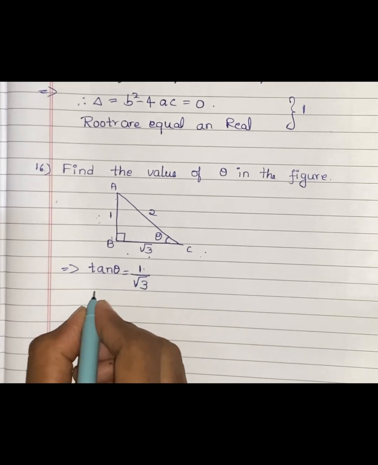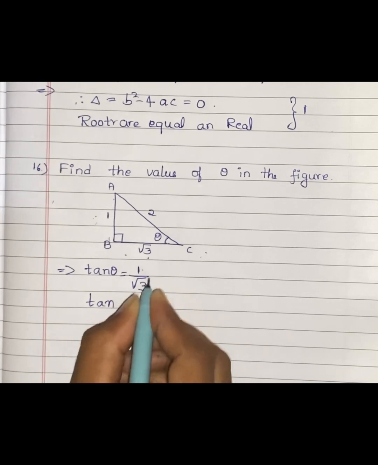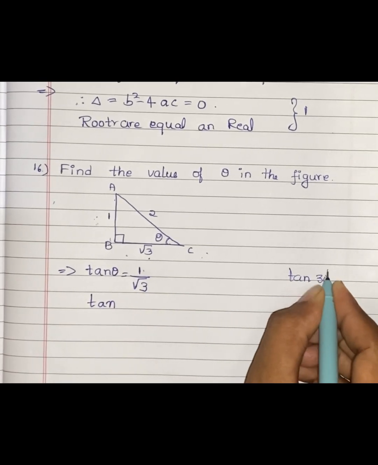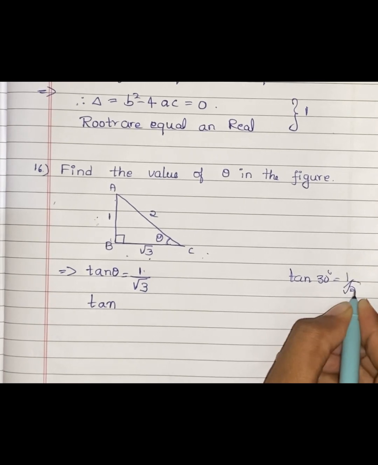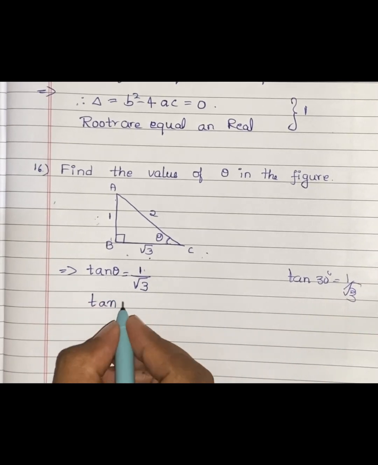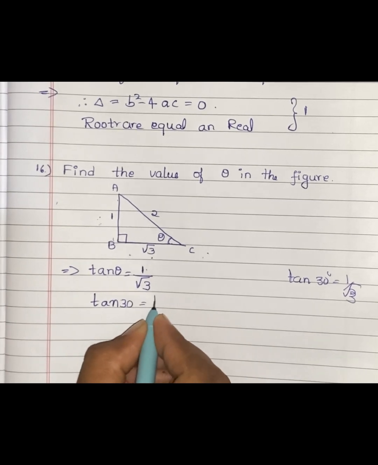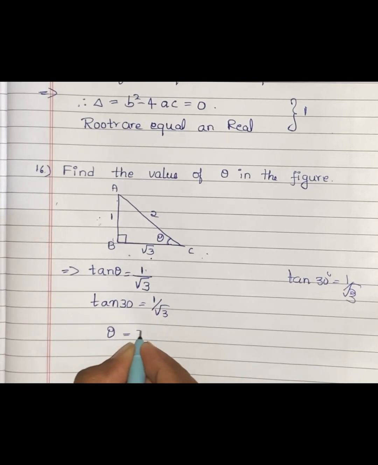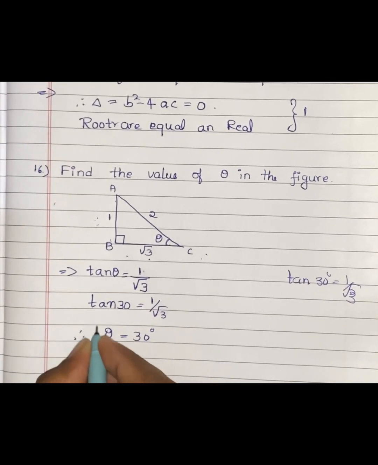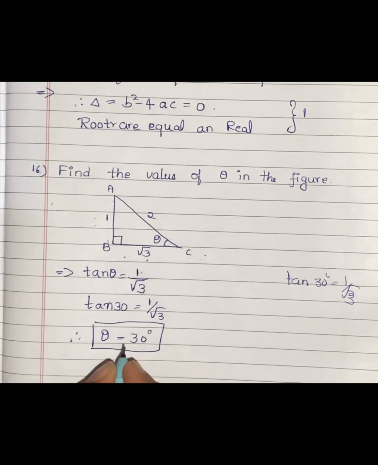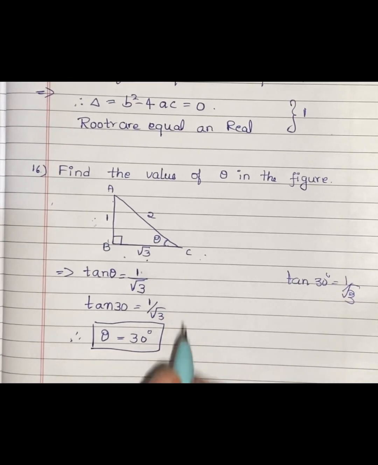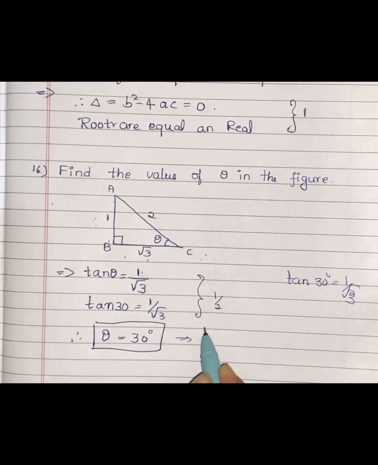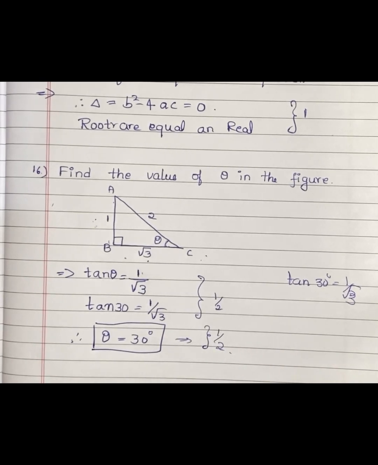This is nothing but the tan 30 value. So instead of tan theta, we write tan 30 is equal to 1 by root 3. So what is the value of theta here? Theta is 30 degrees. This is the answer. For this step we have half marks, and for the final answer we have half marks.